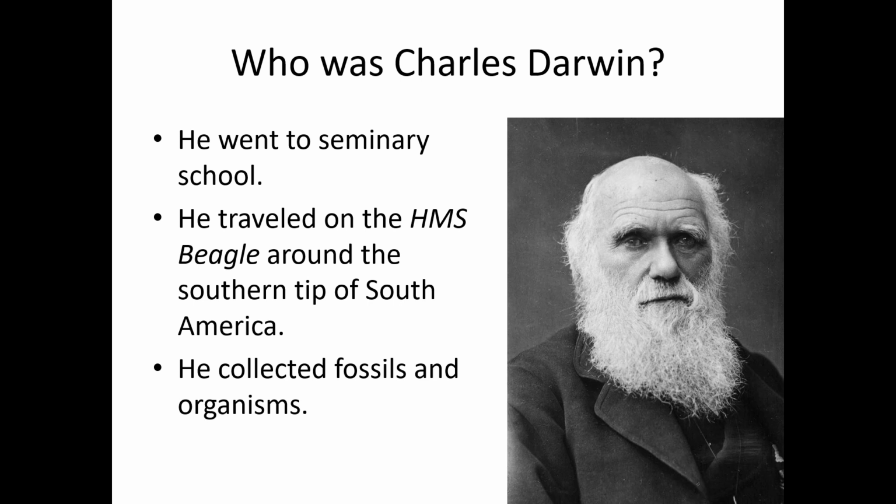Most of his evidence he collected while he was traveling around on the Beagle. And the Beagle was supposed to be mapping out South America and trying to find a faster route to India from Europe. As they were traveling around and doing the mapping, he would go out and collect organisms and he would collect fossils. There's a ton of samples that Darwin collected in museums over in the United Kingdom at this point.